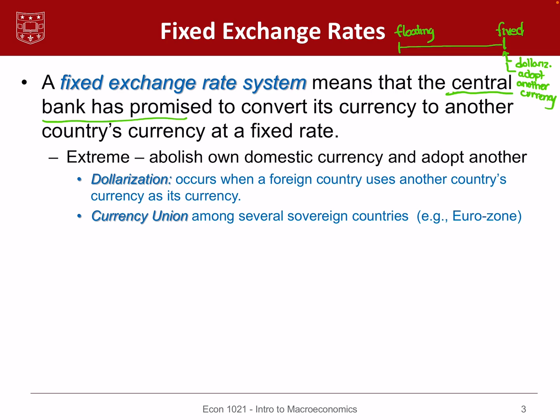So what would be an example of dollarization? Ecuador. Ecuador uses the US dollar as its currency, as do many other countries. A currency union is an arrangement among several sovereign countries to adopt a common currency. The more relaxed version of this would be a currency union in which several sovereign countries agree to maintain multilateral fixed exchange rates.